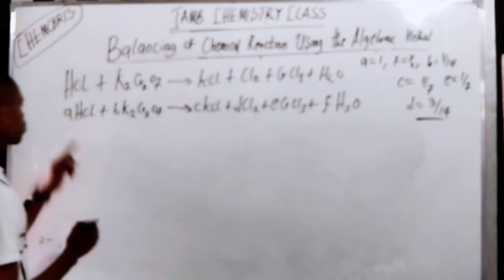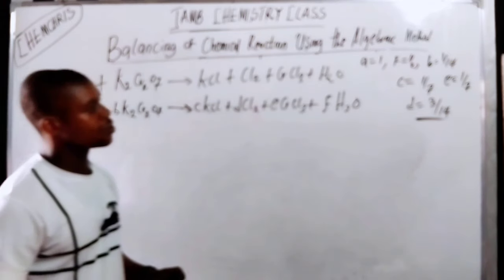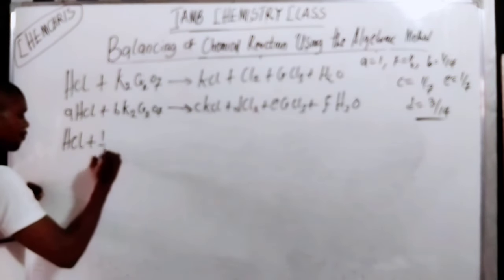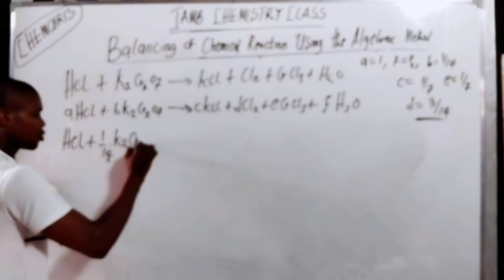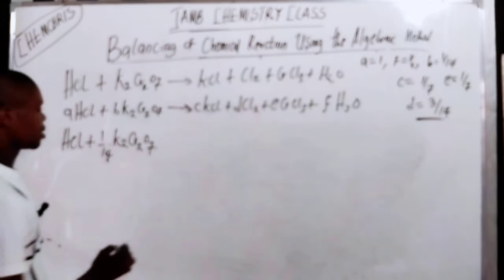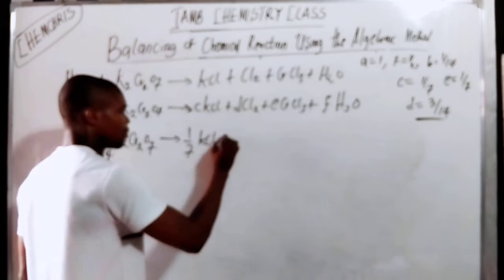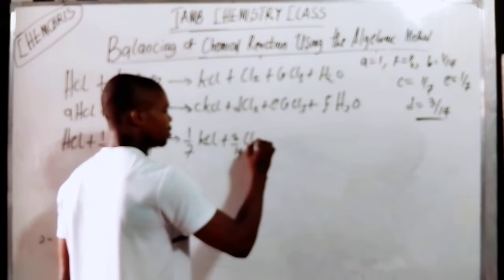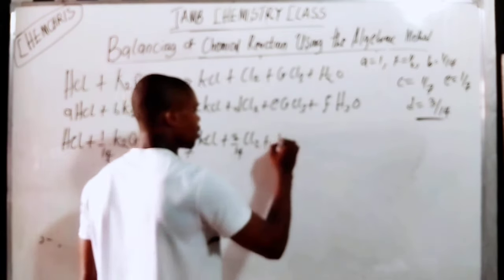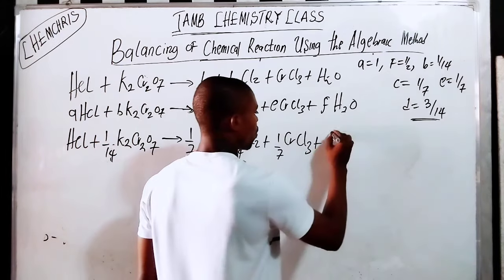So now what will happen here? Now you're going to put the values in. So A is 1, so it'll be HCl plus B, which is 1 over 14, K2Cr2O7. Next, C is 1 over 7, KCl plus D, which is 3 over 14, Cl2 plus E, which is 1 over 7, CrO2Cl2 plus F, which is 1 over 2, H2O.